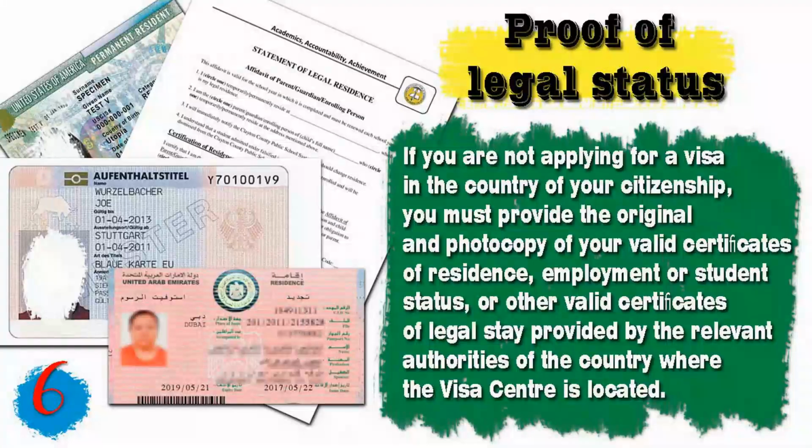Number 6, for foreigners, you will need a legal residence permit. If you are not applying for a visa in the country of your own citizenship, you must provide the original and photocopy of your valid certificates of residence, employment, or student status, or other valid certificates of legal stay provided by the relevant authorities of the country where the visa center is located.